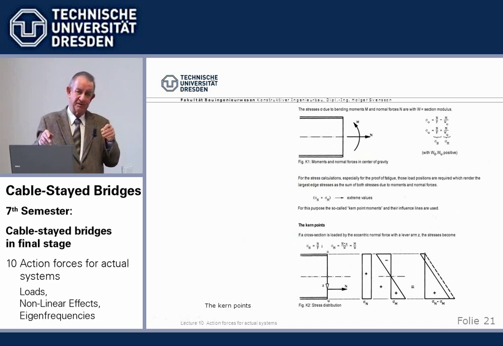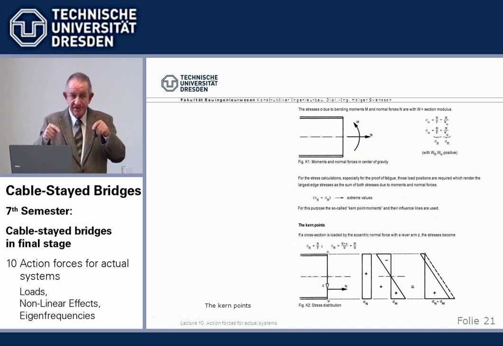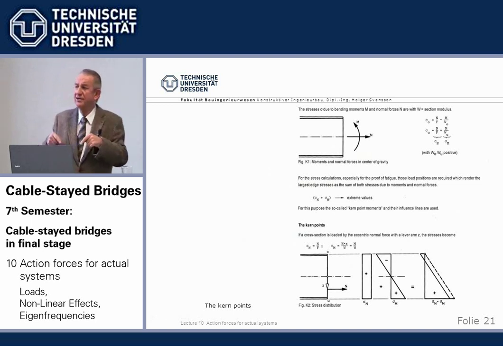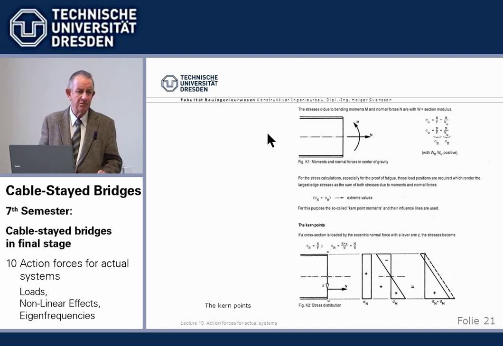Same is true for a cable-stayed bridge, of course. With a load, we create in the beam at the same time normal force and bending moment, with each having different influence lines. And so, where do we get the biggest stresses? So, actually what we are after is to find stress influence lines for top and bottom. We know moment influence line, normal force influence lines, and what we can do is we can use so-called current point moments.